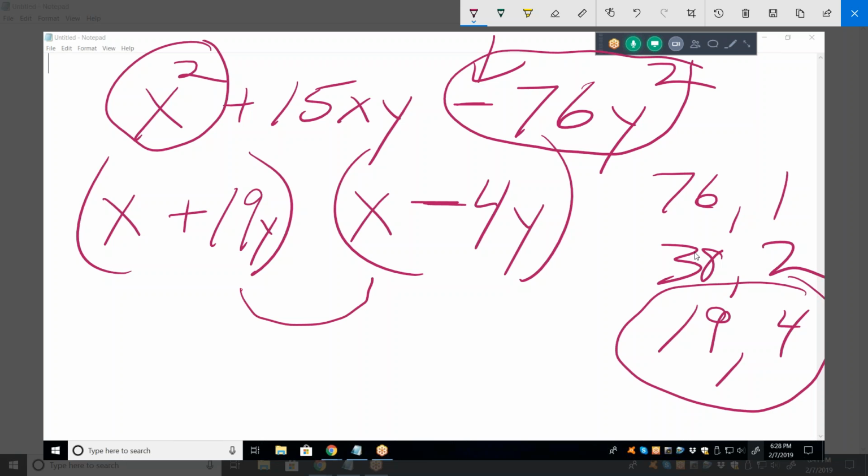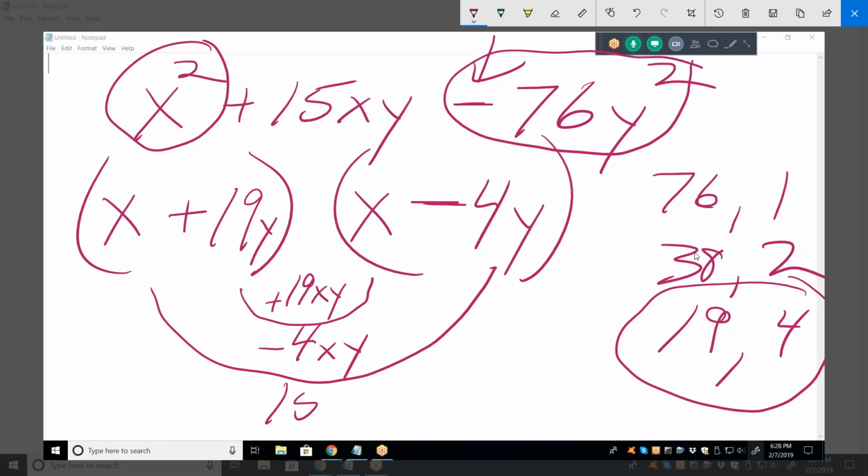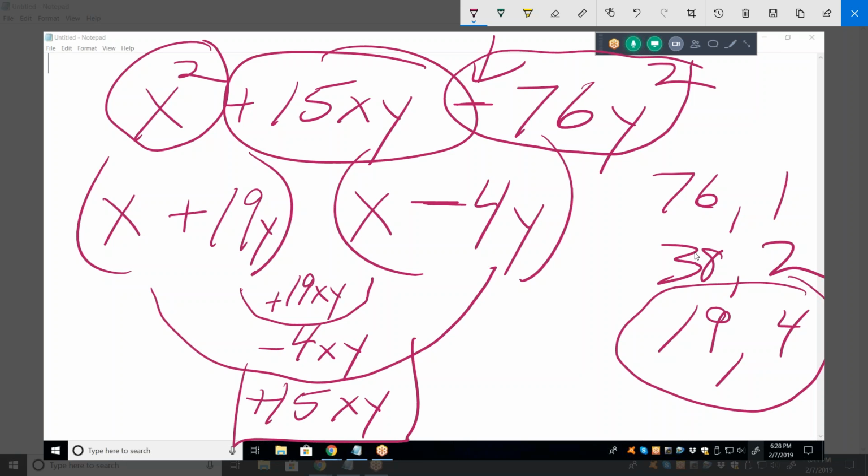It's always worth checking the middle term. Well, that's plus 19xy. And this is minus 4xy. Add those two together, you get plus 15xy, which is our middle term, which means we've done it correctly.